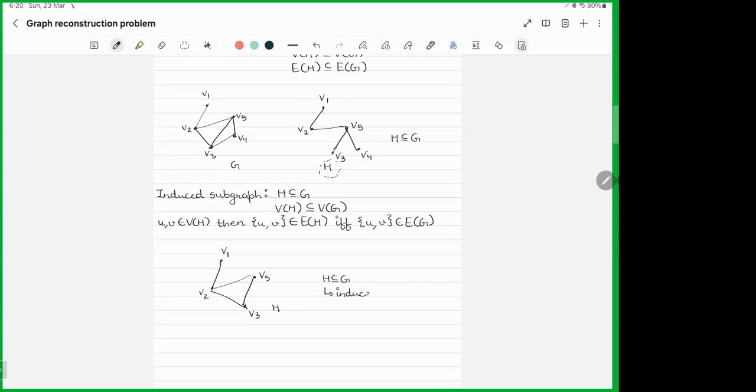But instead, if I take this graph V1, V2, V5, and V3, then H is a subgraph of G, but it is not an induced subgraph. Why? Because if you look at vertex 2 and vertex 3, V2 and V3 in H, then they are not connected in H, but they are connected in G. I'm talking about this G.